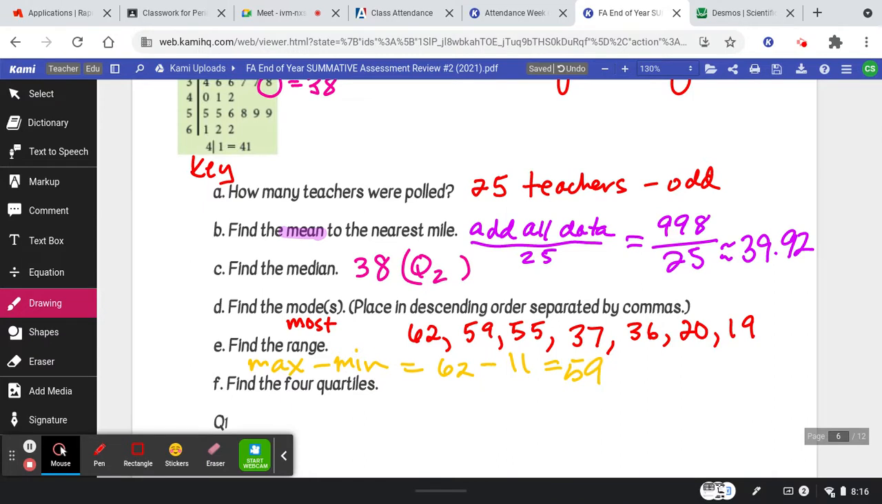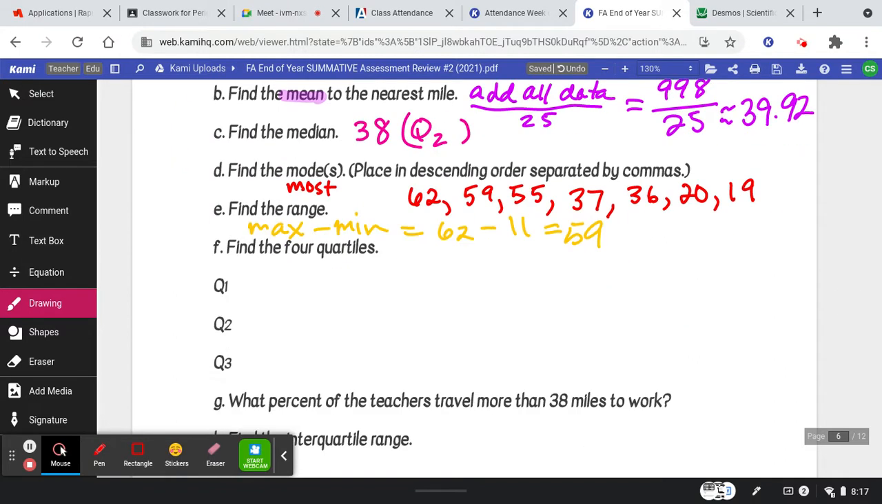So there's two kinds of ranges now that we've talked about. We've talked about this full range, like regular range, our biggest minus our smallest. And then we've also talked about the interquartile range, which we'll get to below. So be careful with what word they're asking for. There are two different kinds.